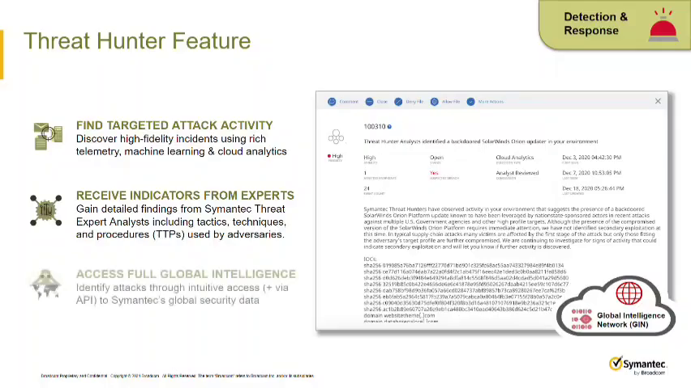And finally, it provides access to a full global intelligence network, where it augments your own capabilities to discover and identify attacks through intuitive access via APIs to Symantec's global security data.